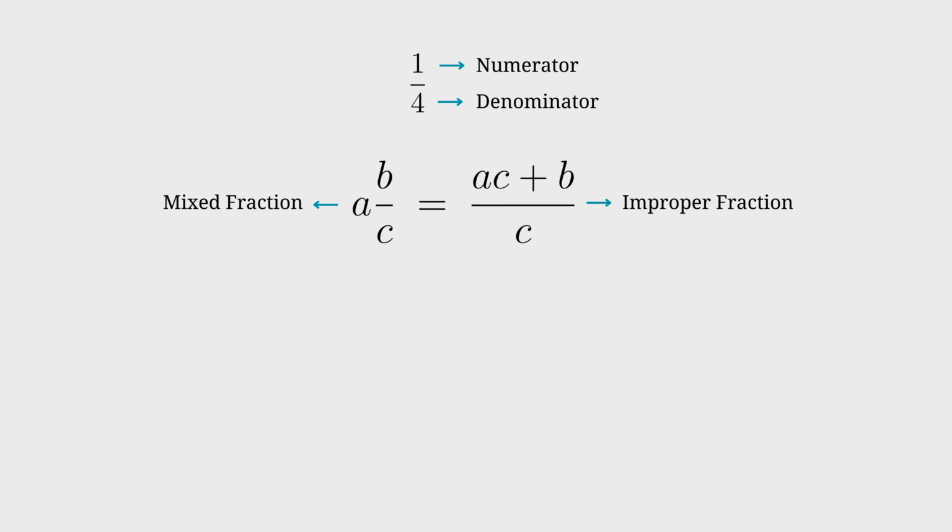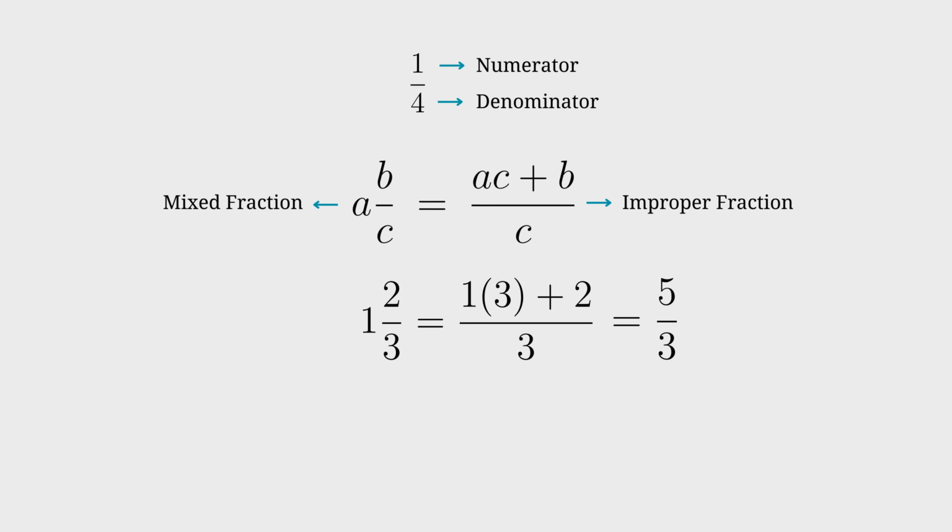To switch from a mixed fraction, multiply the whole number by the denominator and add the numerator. Like here, we multiply 1 by 3, then we add 2. The denominator stays the same, which is 3. This will simplify to 5 over 3.